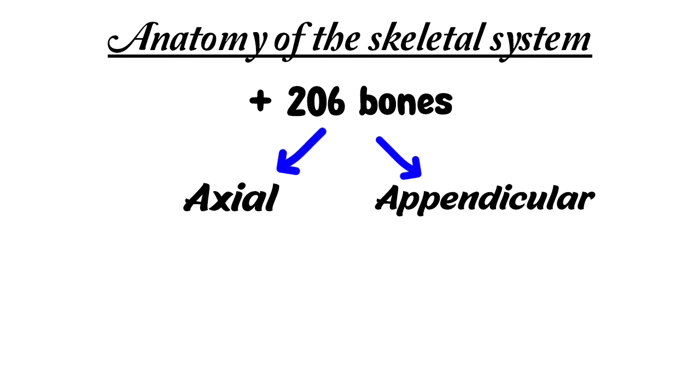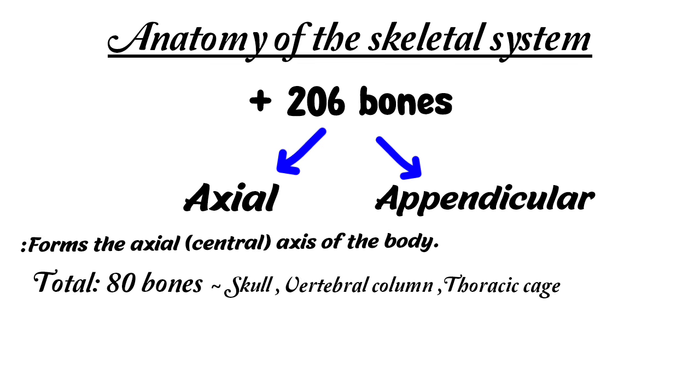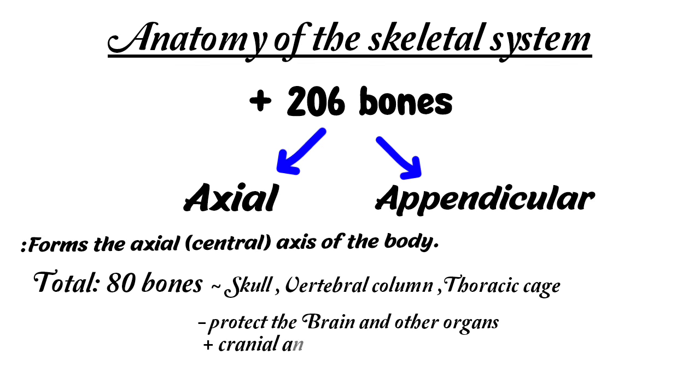The axial skeleton forms the axial axis of the body. It includes 80 bones grouped as the skull, the vertebral column, and the thoracic cage. The skull protects the brain and houses sensory organs. It consists of the cranial bones like the frontal, the parietal, the temporal, the occipital, the sphenoid, and the ethmoid bones, and also the facial bones like the maxilla, the mandible, zygomatic, and nasal bones.